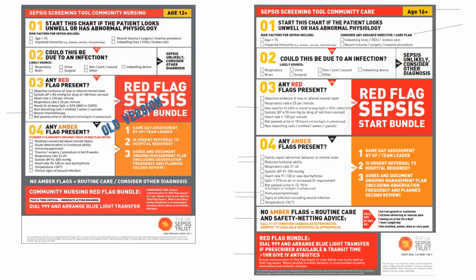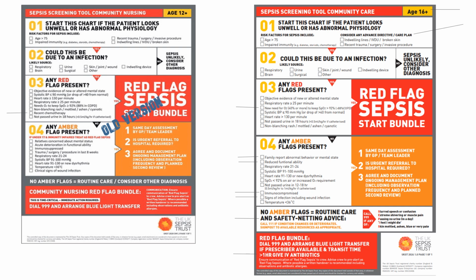Lastly, on the amber flags, there's one more change, which is signs of infection, including wound infection. Now, I think this is really interesting. Back right at the top of the tool, it asks you if your patient looks unwell or abnormal, and could it be due to an infection? One of those is a skin or wound infection. And that's then repeated down in section 4, so signs of infection in the wound.